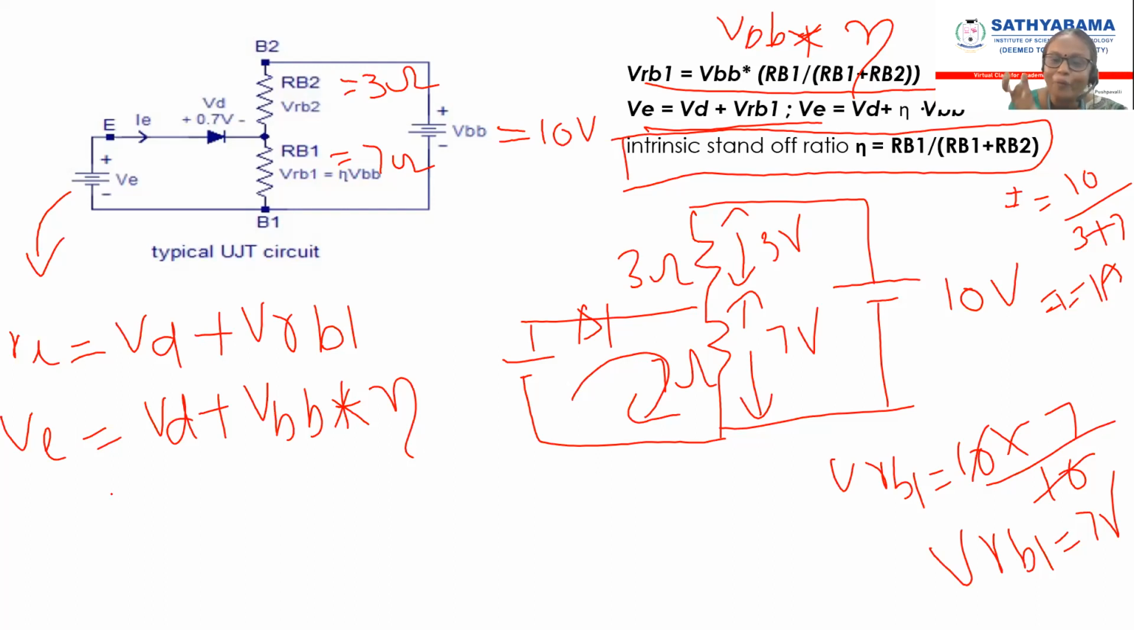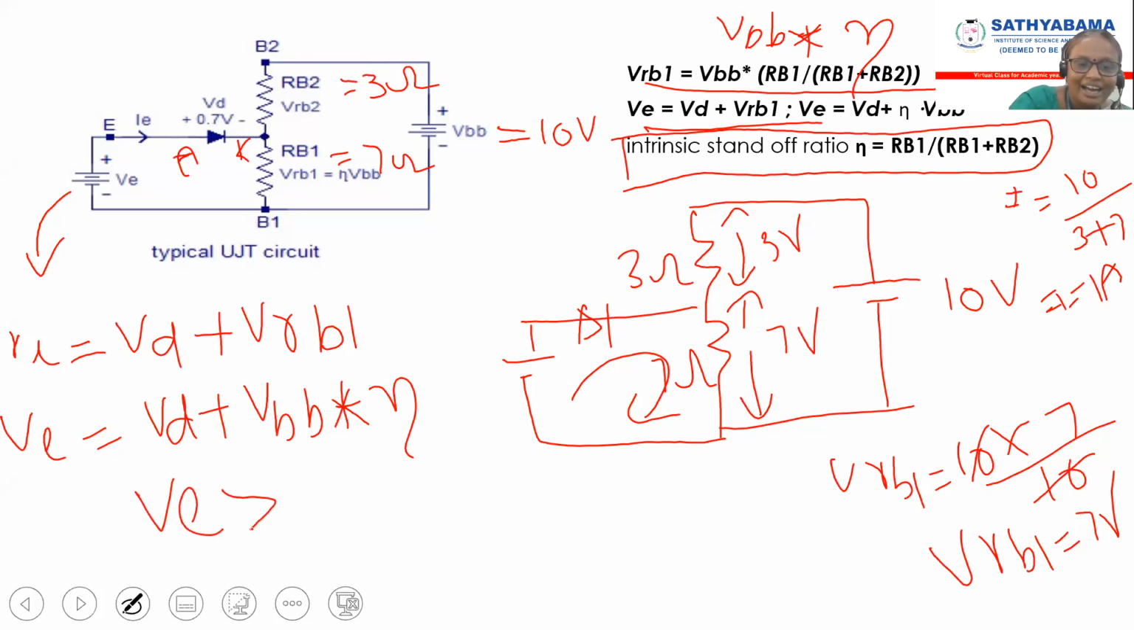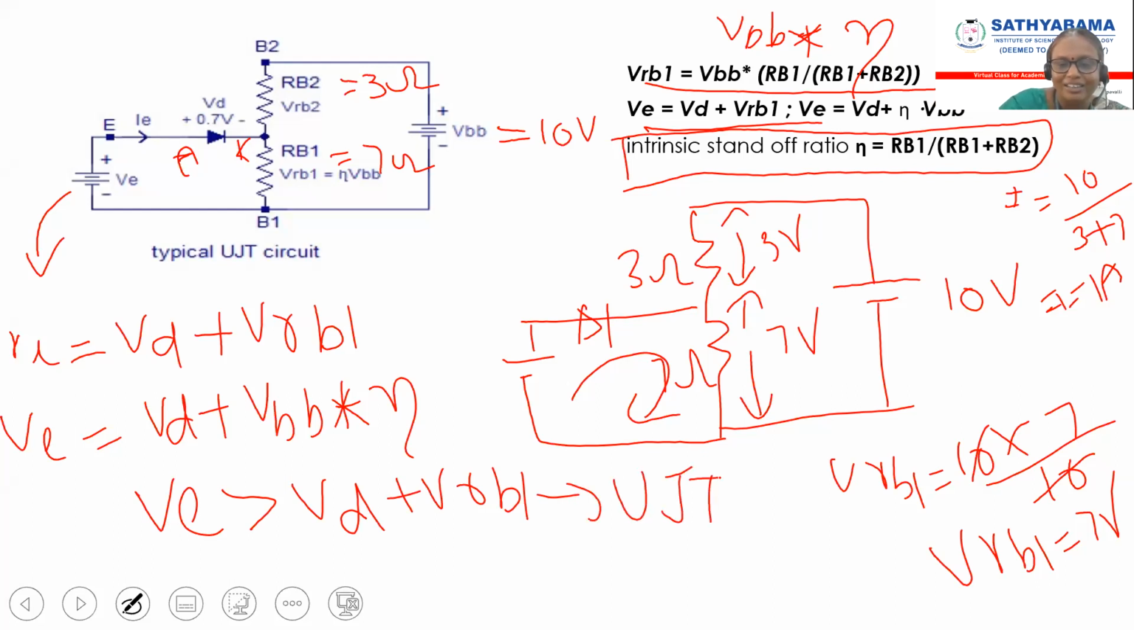Whenever my anode voltage is greater than the cathode voltage only. Am I correct or not? This point is my anode point, and this is my cathode point. So whenever my anode voltage is greater than my cathode voltage, obviously at that time my device will start conducting. So my V should be greater than VD plus VRB1, or VBB into eta. My UJT will be on. Are you clear?